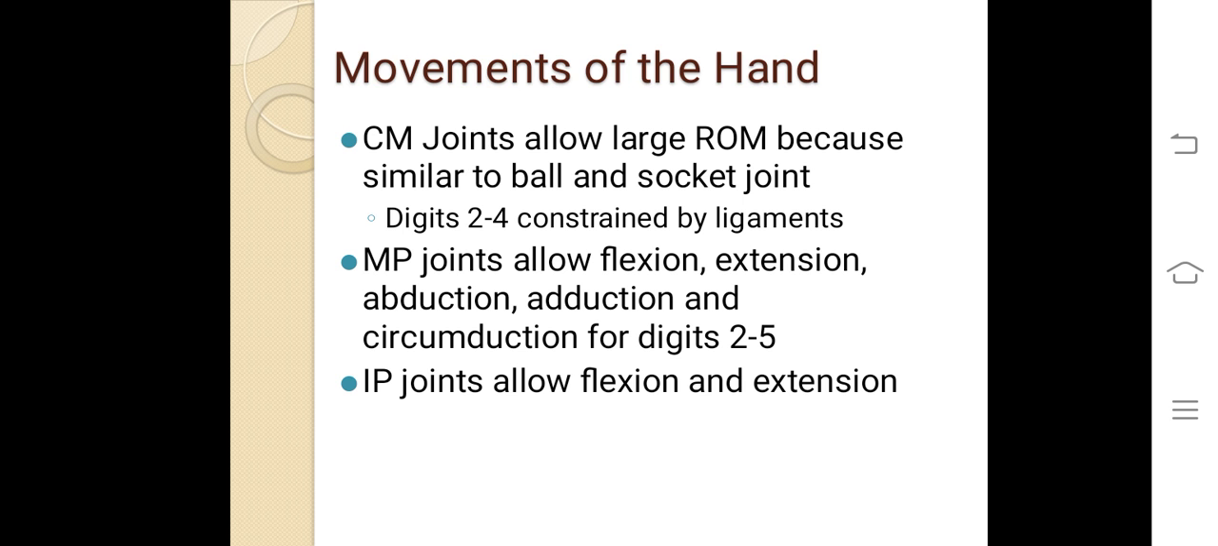MP joints allow flexion, extension, abduction, adduction and circumduction movements from digit 2 to 5, while IP joints allow flexion and extension movement at the hand. The large number of movements of the thumb compared to that of the fingers is derived from the structure of the thumb's carpometacarpal joint.